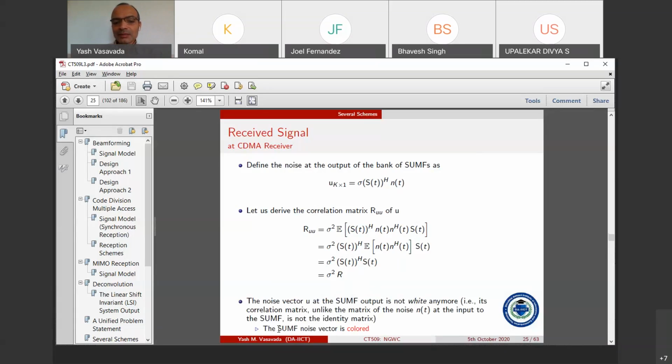In the literature, sometimes this is known as coloring of the noise. This vector U is colored noise. It is not white noise. And the coloring means that the correlation matrix RUU is not just the diagonal matrix anymore.